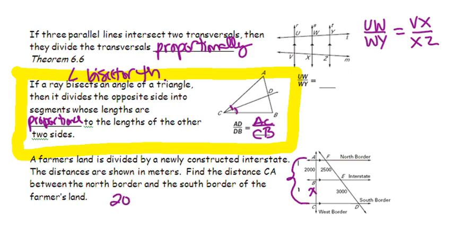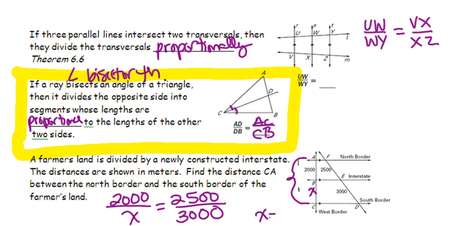So we just write a ratio. So 2,000 over x is going to equal 2,500 over 3,000. I need you to find me x, and then I need you to tell me what CA is. Come back when you have your answer. Hit pause now. Okay, you should have gotten that x was 2,400, which means that CA, the total distance from the north border to the south border, was 4,400 meters.